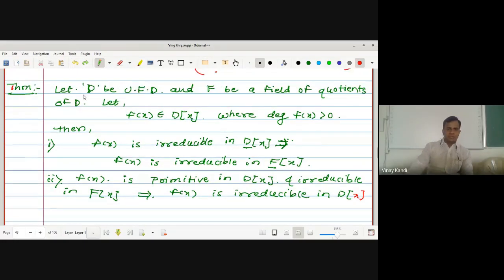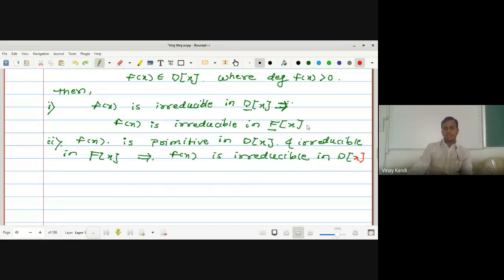So here, let D be the unique factorization domain and capital F be the field of quotients of D, and let f of x belong to capital D of x, where the degree of f of x is greater than 0. What is the meaning of this? That f of x is a non-constant polynomial. Then we have to prove that if f of x is irreducible in D of x, then it is irreducible in F of x. First, prove part 1. Okay, let us prove this first. So, solution.